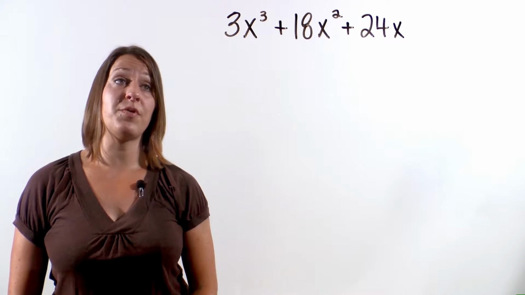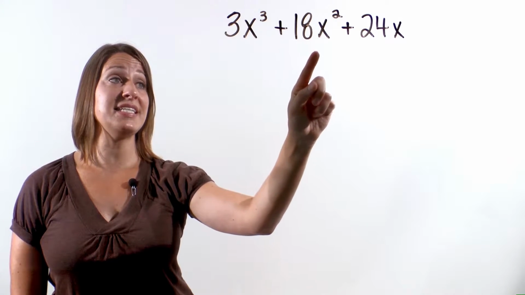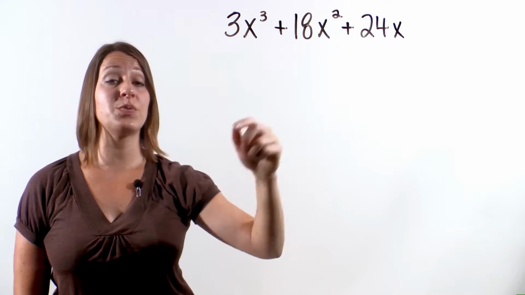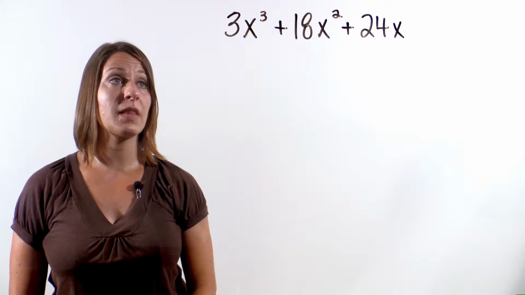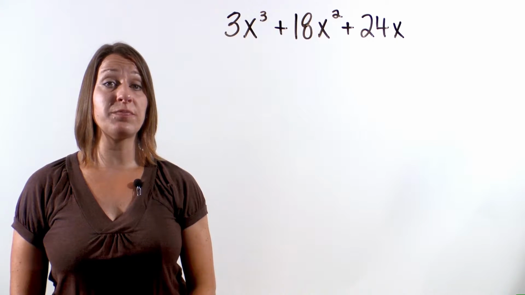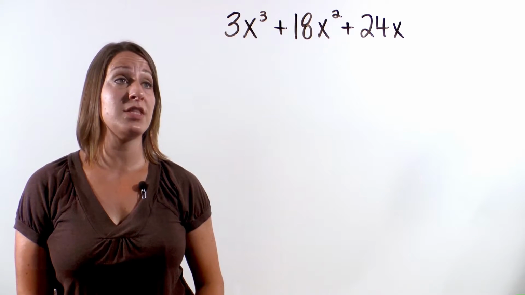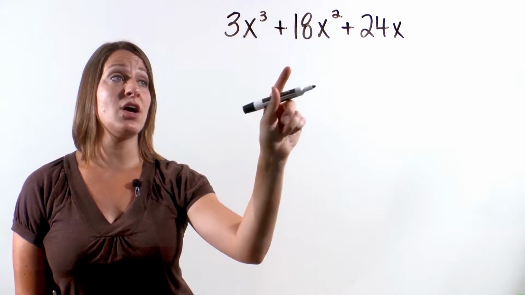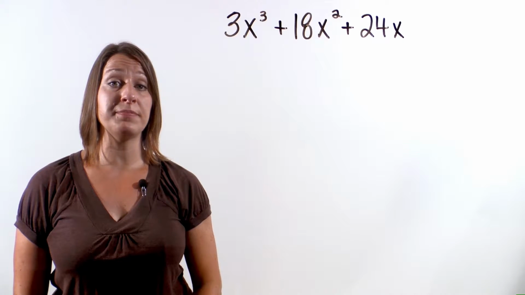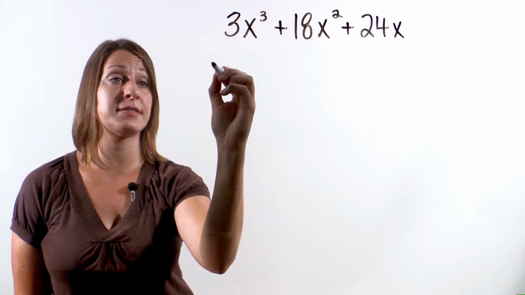Let's look at our first example. We have the trinomial 3x cubed plus 18x squared plus 24, and we're asked to factor this. Well, before we can factor, we need to see if there's a common term. So let's look at each term in the trinomial and see what they have in common. You may notice that they all have an x term in common, and all of the numbers are divisible by 3. So we can first factor out a 3x.